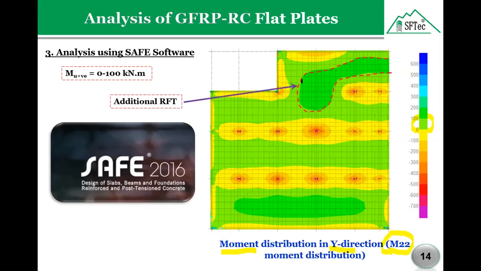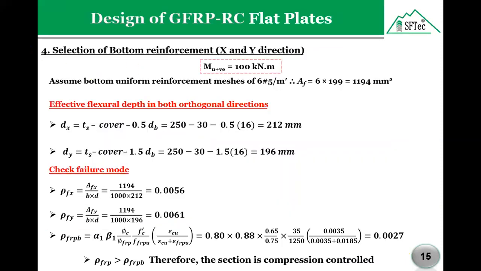However, we can see here another spot which is a little bit higher. It's heavy green, and this heavy green area is ranging from 100 to 200. And also we have here a heavy green area which is ranging also from 100 to 200. As I said in the previous slide, we are going to put additional reinforcement in this area in order to cover the higher moment that is ranging from 100 to 200. So in step number 4, we are going to select the bottom reinforcement in X and Y direction.